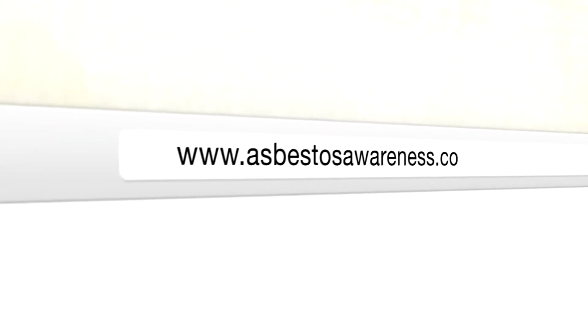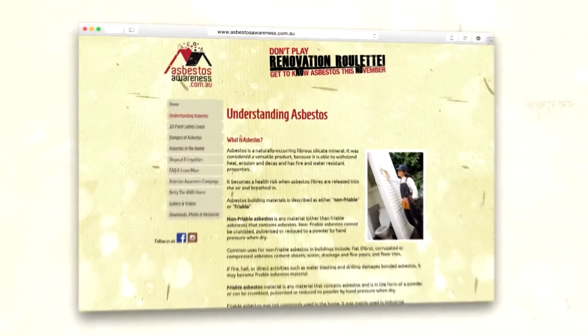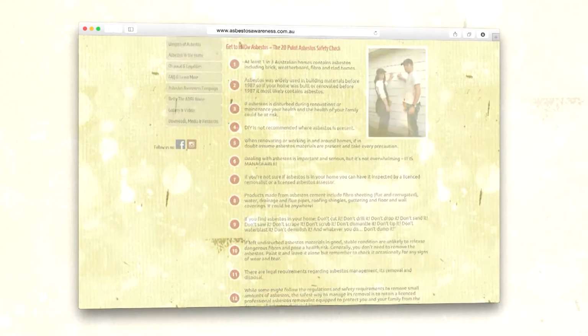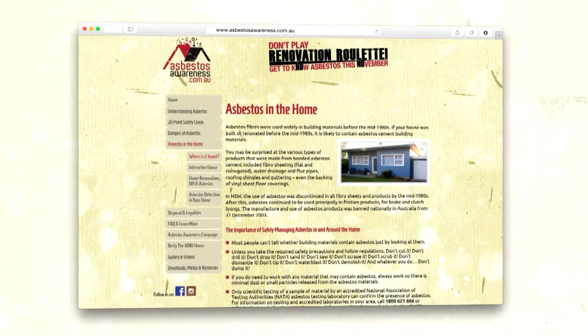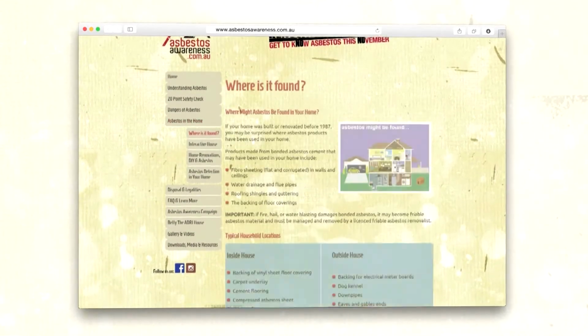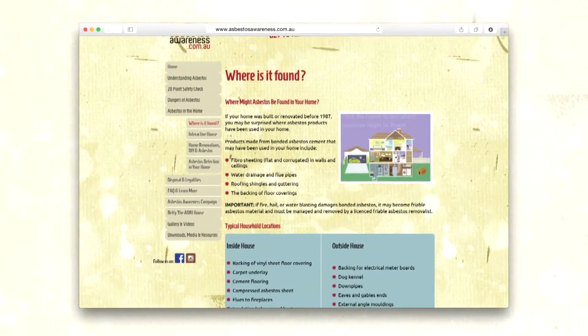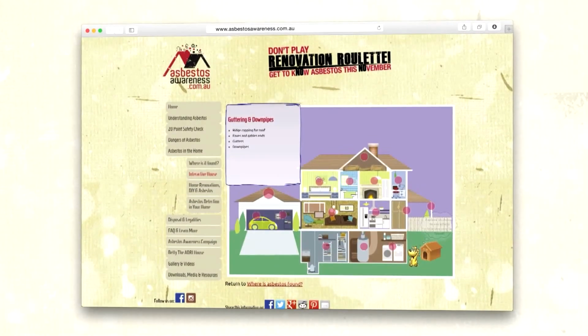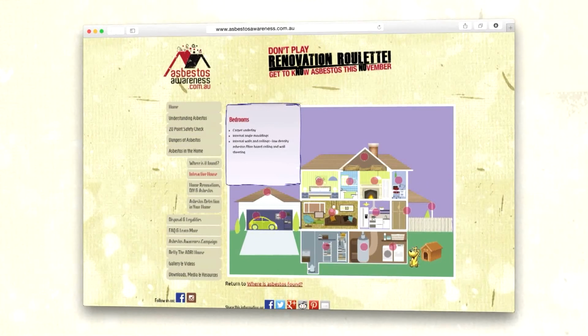See www.asbestosawareness.com.au for comprehensive tips and information about asbestos and renovating. You'll find a new online database where you can identify the sorts of products to look for, the locations of where asbestos might be found, and learn how to manage and dispose of asbestos safely. Knowledge is power, so be sure to check out the database so you're aware of what to look for. And remember, don't play renovation roulette. It's not worth the risk.